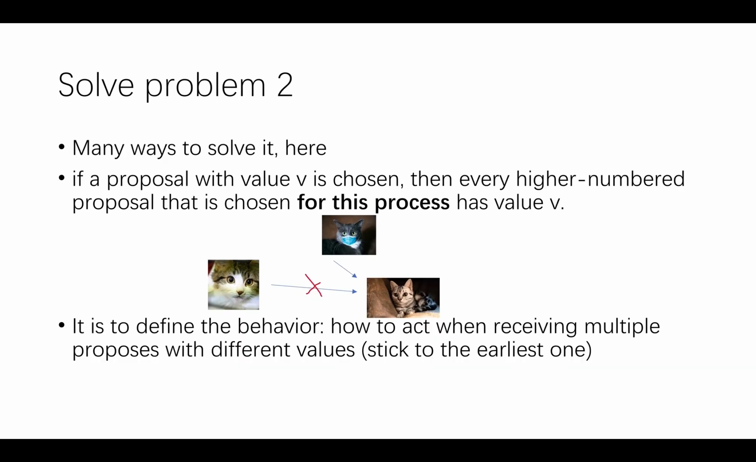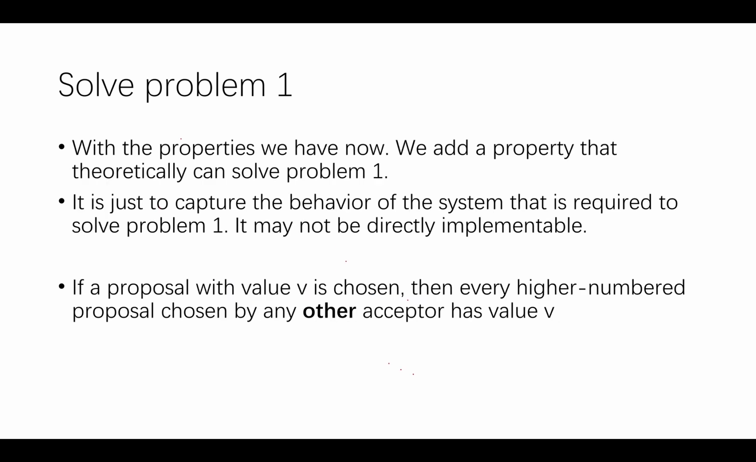We consider problem 2 first. There are many ways to solve it. Here, we consider that if a proposal with value v is chosen by a process, then every subsequent proposal within the logical time that is chosen for this process has value v. For example, the masked cat sent 1 to the right cornered cat, and then the green cat sent 2 to the right cornered cat. The cat will reject the message from the green cat because it has already received 1 from the cat above.